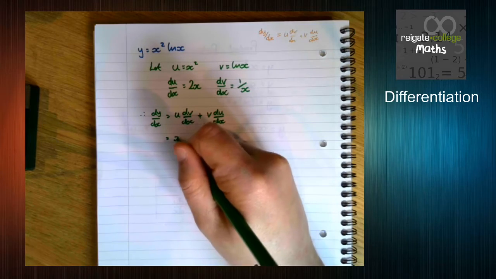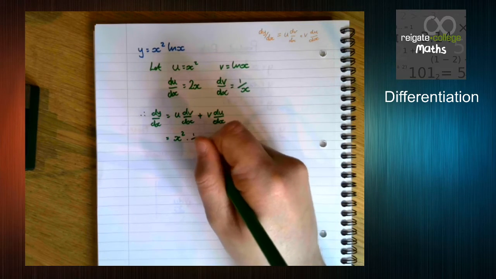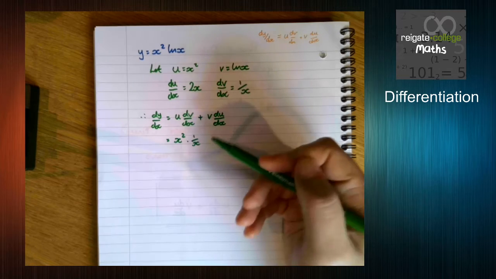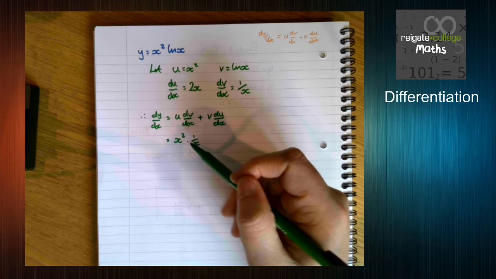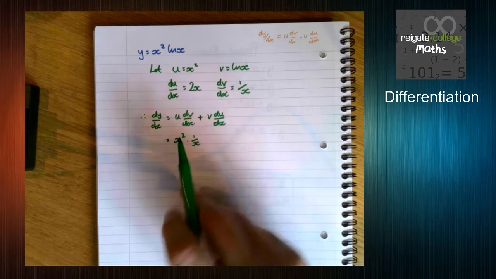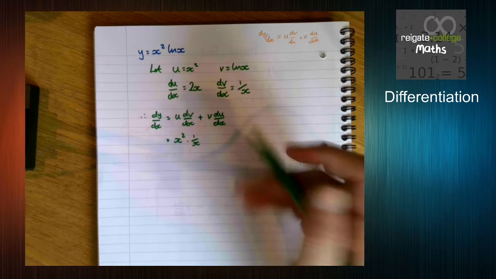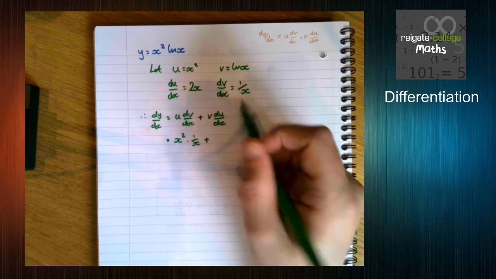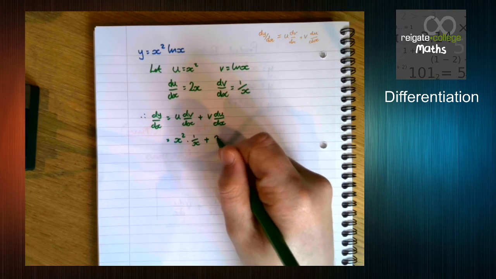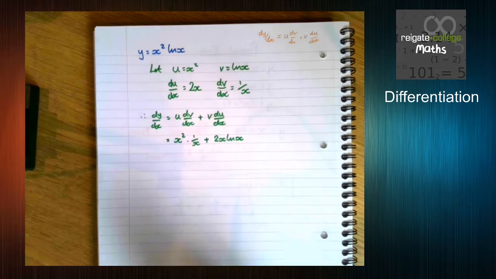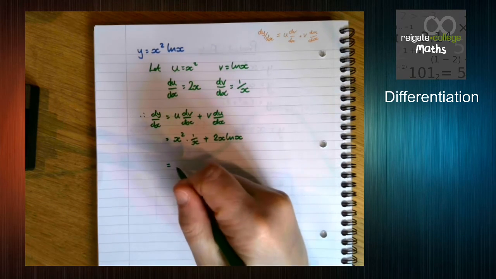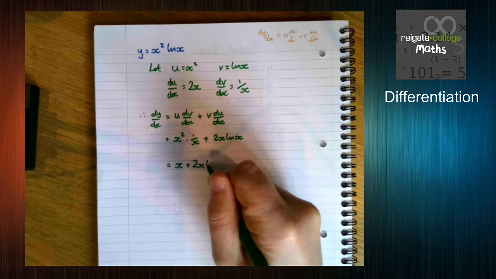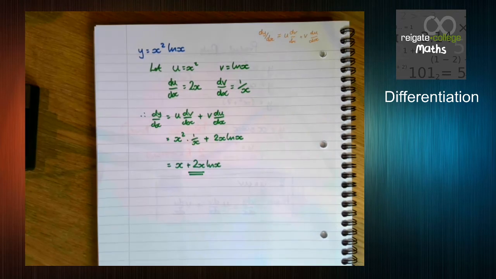So we've got u times dv by dx. I've used this dot notation for times just because I've got x's. It can potentially get a little confusing. This is clearly not a decimal point. Plus v times du by dx. I'm going to write it the other way around just to make it look nicer. And then we simplify. So x squared over x is x. And that's our derivative. And that's how you use the product rule.